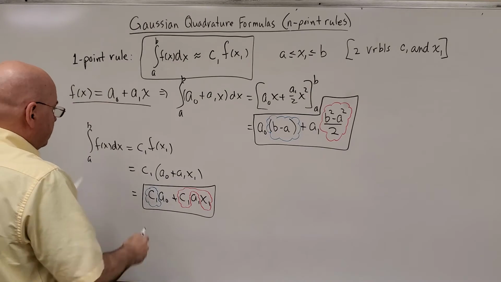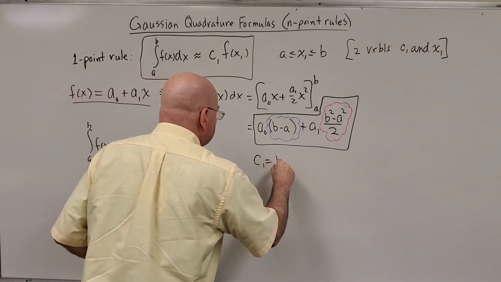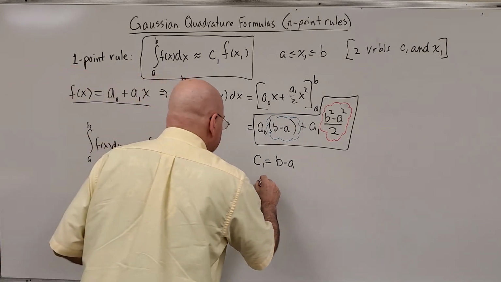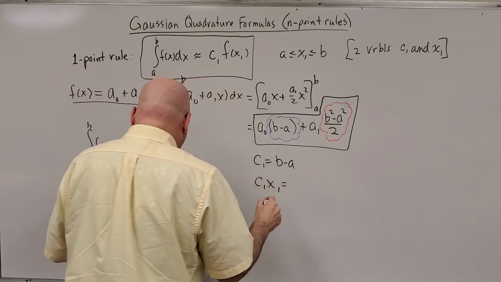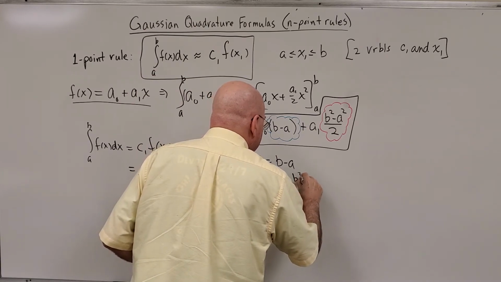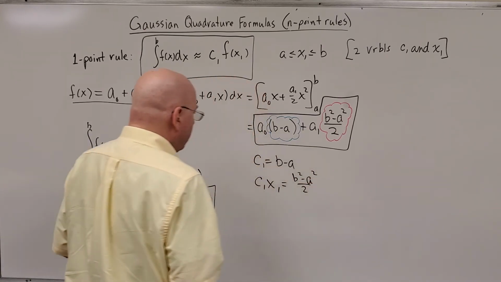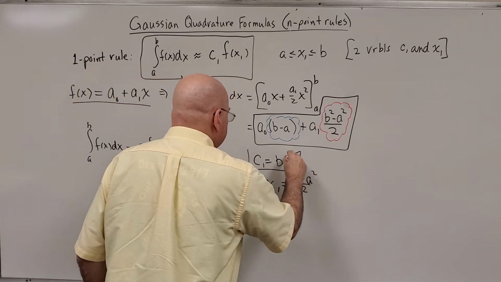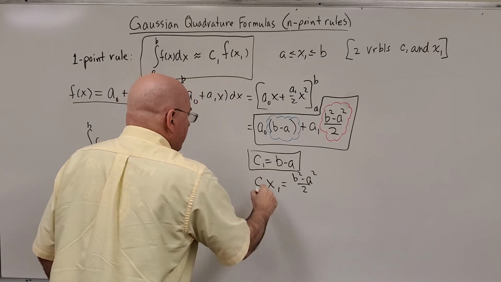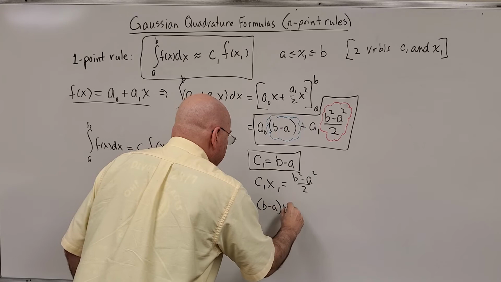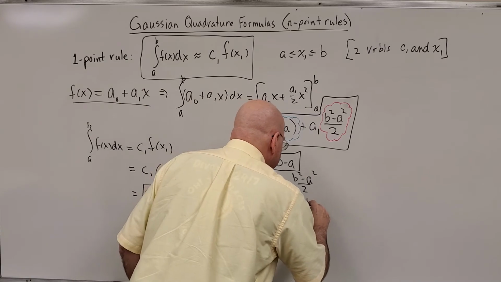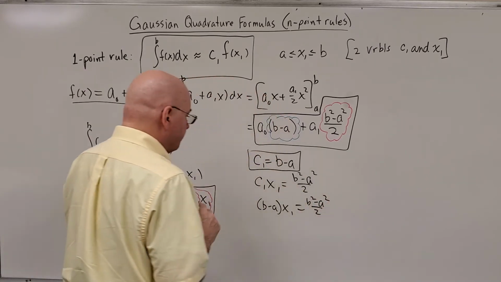So then, c1 equals b minus a. And the other one, c1x1, is equal to this, b squared minus a squared over 2. Well, I want to figure out what x1 is. So here's c1. But if I want x1, c1 x1 is b minus a times x1. c1 is just b minus a from above, substituting, equals b squared minus a squared over 2.